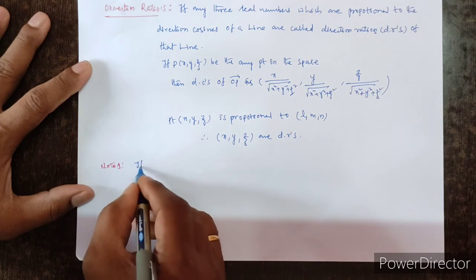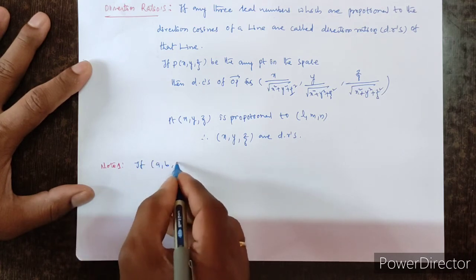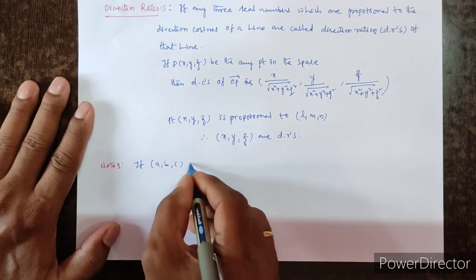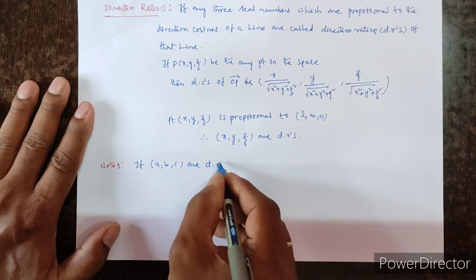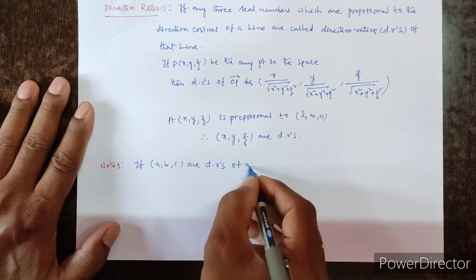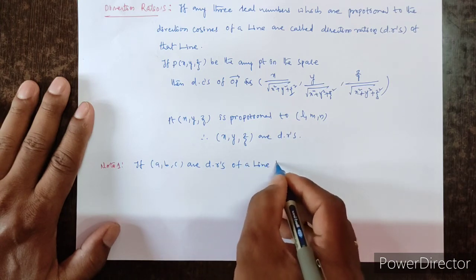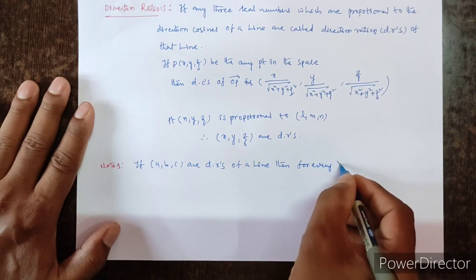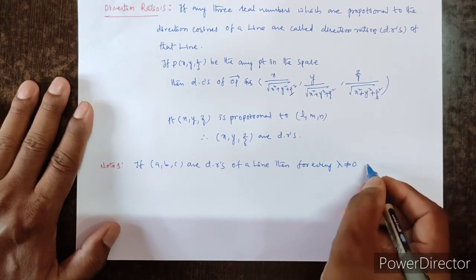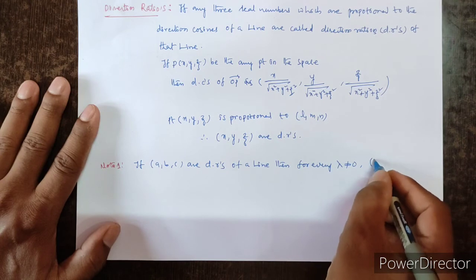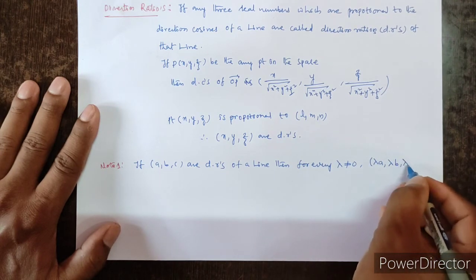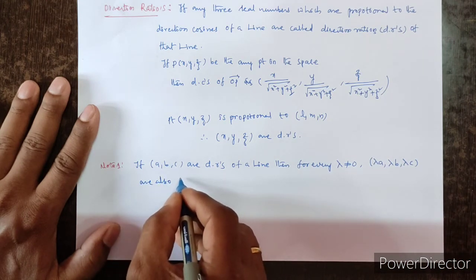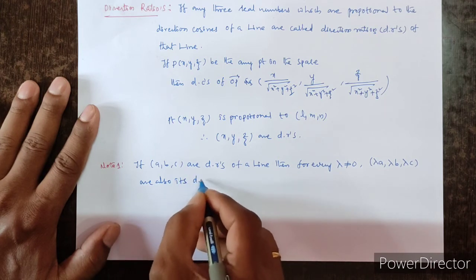If a, b, c are real numbers, and if a, b, c are direction ratios of a line, then for every lambda not equal to 0, lambda a, lambda b, lambda c are also its direction ratios.